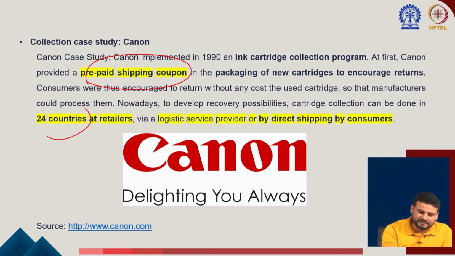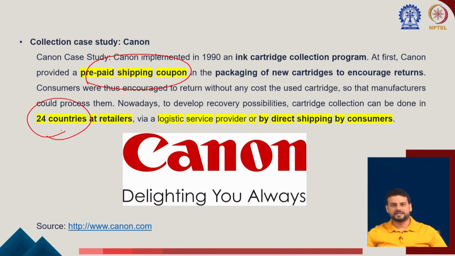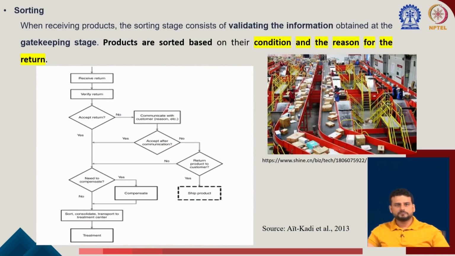And they have done this in 24 countries, right? So for the complete case, you can go through this source and search how they have done this. Either they are doing this through their logistics partners, courier services, or their customers are directly shipping the cartridge after using it directly to Canon, right? Then the next step is sorting.